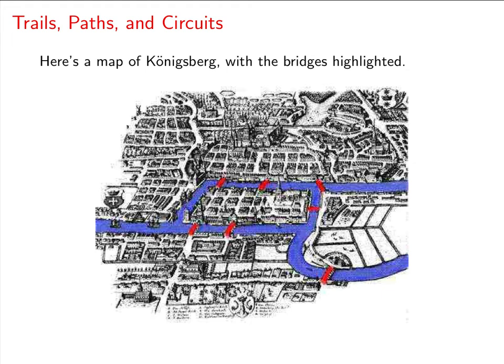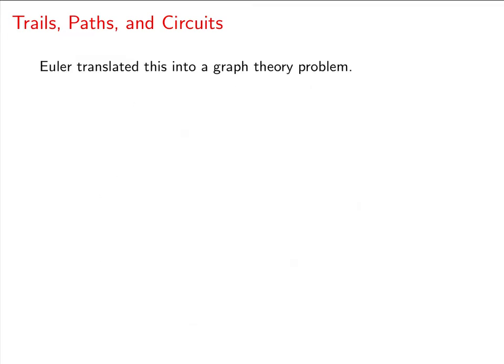This is a map of Königsberg. The bridges are highlighted in red. And so what you should see here is there's this island in the middle, and the river cuts through in 2 ways. Euler translated this problem into a graph theory problem.